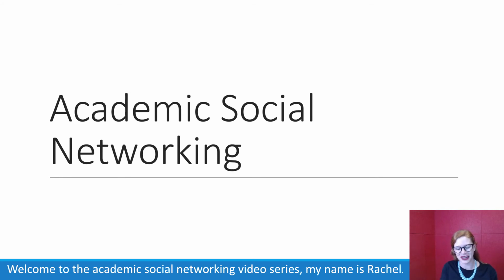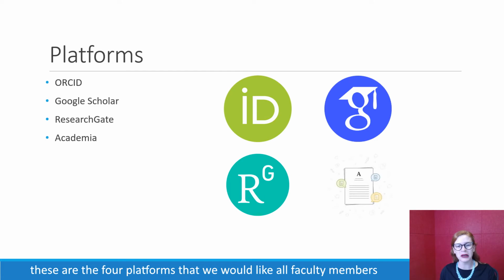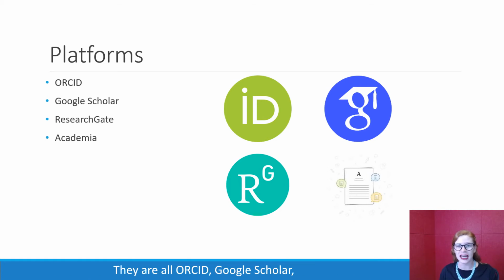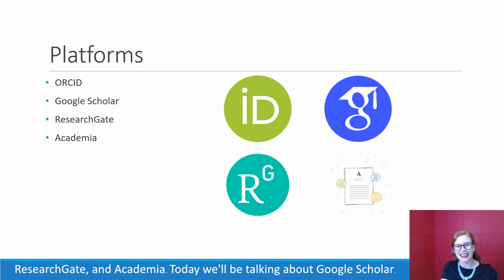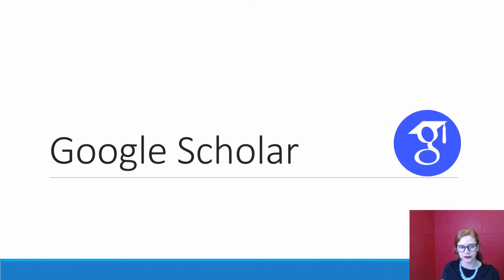My name is Rachel. Today we're going to be going over one of the 4 platforms. Again, these are the 4 platforms that we would like all faculty members at the Faculty of Nursing Chiang Mai University to be using. They are ORCID, Google Scholar, ResearchGate, and Academia. Today we'll be talking about Google Scholar.